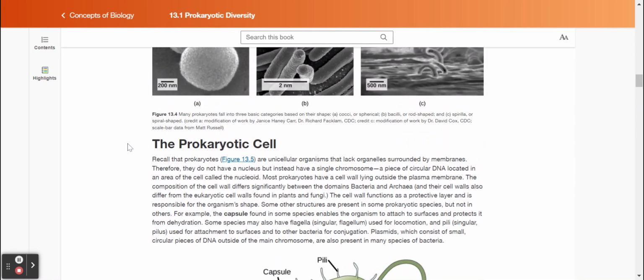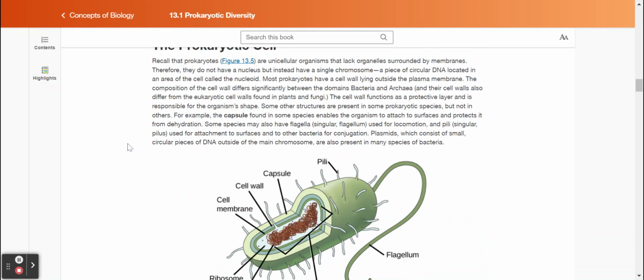The prokaryotic cell. Recall that prokaryotes are unicellular organisms that lack organelles surrounded by membranes. Therefore, they do not have a nucleus, but instead have a single chromosome, a piece of circular DNA located in an area of the cell called the nucleoid. Most prokaryotes have a cell wall laying outside the plasma membrane.